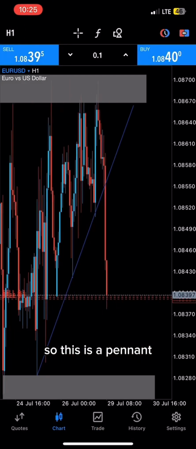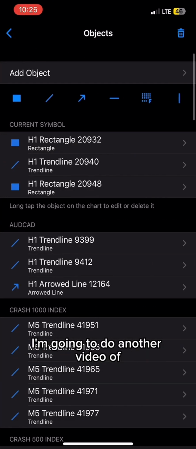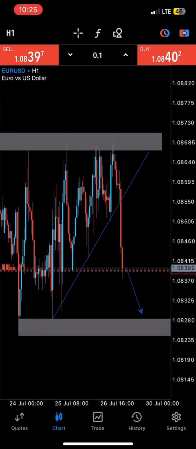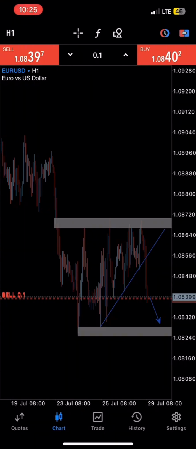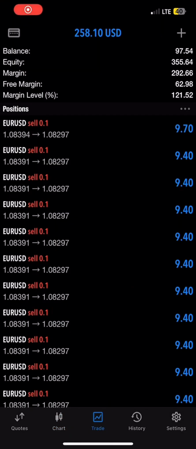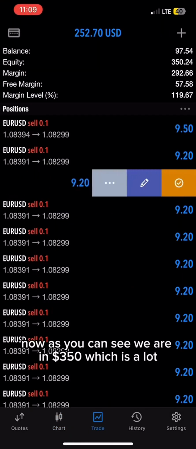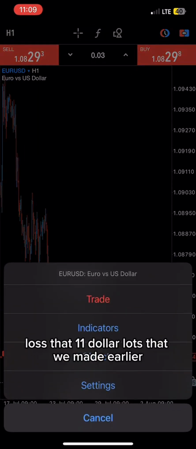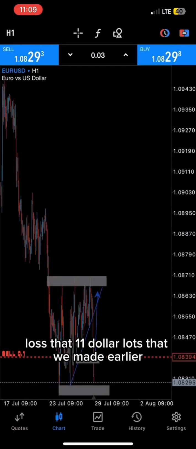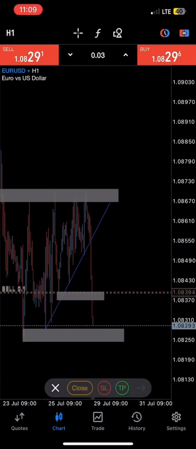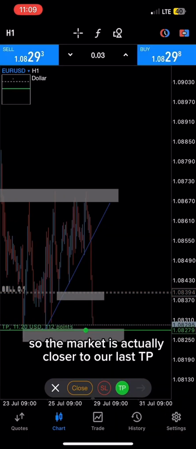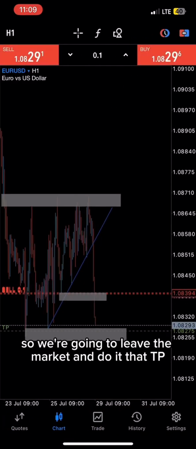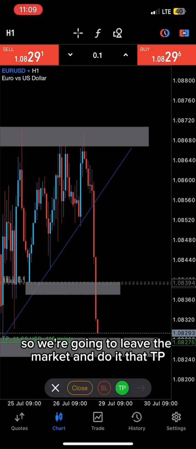So this is a pennant. If you don't know how to trade pennants, I'm going to do another video on how to trade pennants. Now, as you can see, we are at $350, which is a lot. We've already covered that $11 loss that we made earlier. The market is closer to the last TP that we set earlier, so we're going to stay in the market until it reaches that TP.